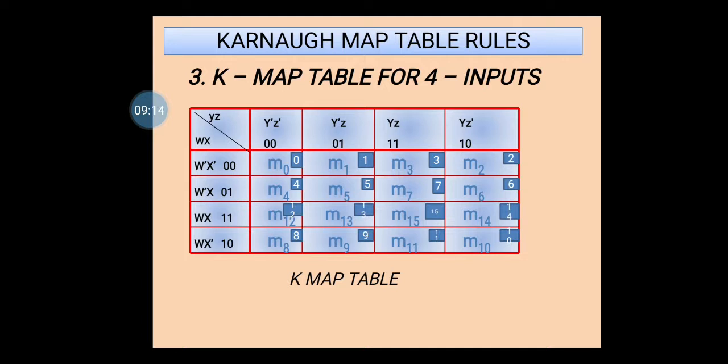So you have to go row wise and check 0 1, then 3 and 2, 4 5, 7 and 6. Then you have to come to the very last row, 8 9. Then you are having 11 and 10. Then you are having the row above the last row. Above the last row is 12 13, then 15 and 14. This is what you have to remember. All these K-map tables you have to learn by heart. You can check here the 4 input table. This is the format which I will be following to solve using the K-map technique.